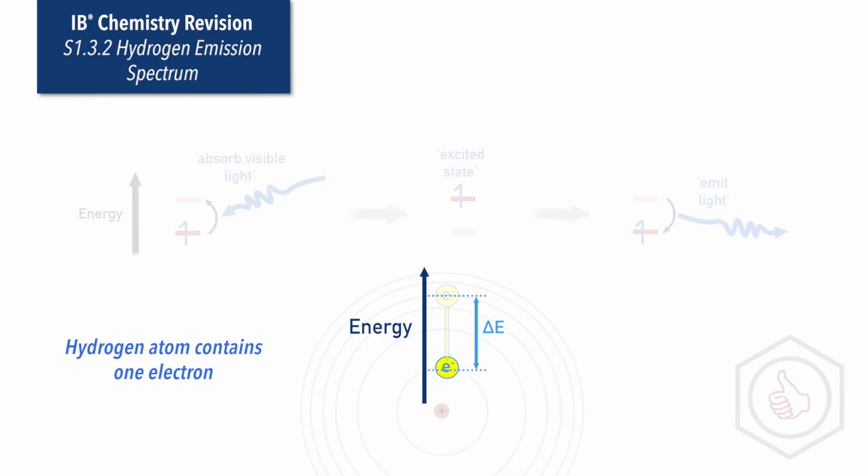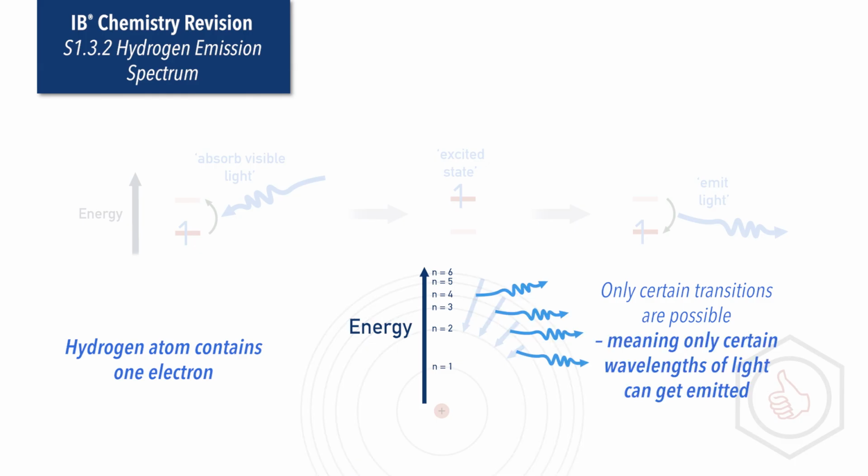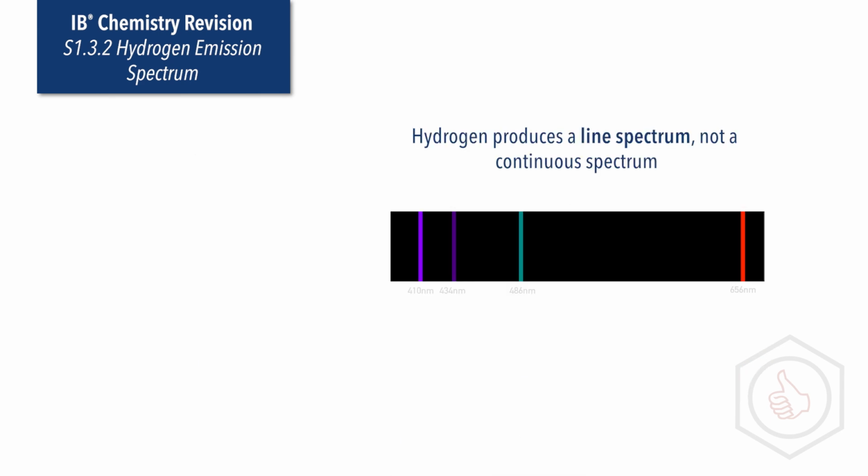and lower energy level. Because electrons in atoms can only exist at specific quantized energy levels, only certain transitions are possible. This means only specific amounts of energy, or wavelengths of light, can be emitted as the electron falls back down to lower energy levels. As a result, hydrogen produces a line spectrum, not a continuous spectrum.